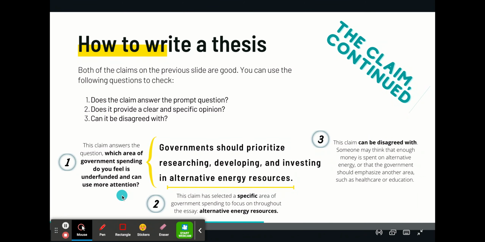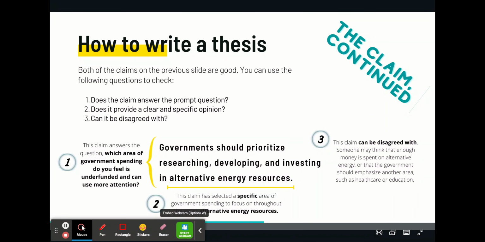Next, does it provide a clear and specific opinion? The claim does have a specific opinion because it selected a particular area of government spending to focus on throughout the essay, which is alternative energy resources. They could have focused on something else, but they chose this, and that is what makes it specific enough for this essay.